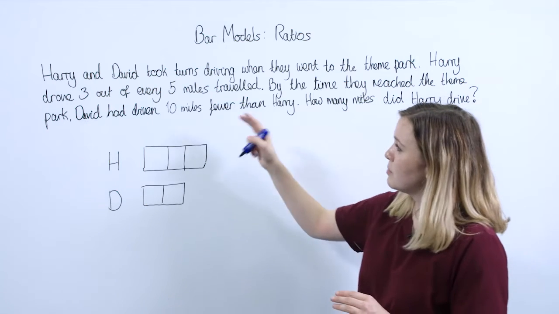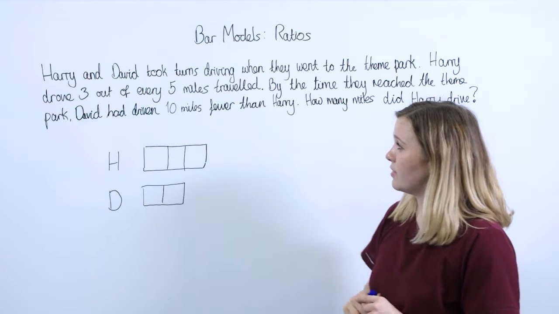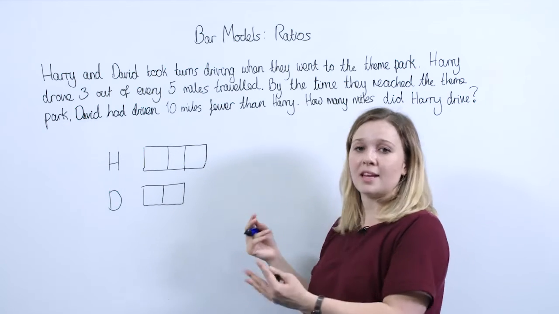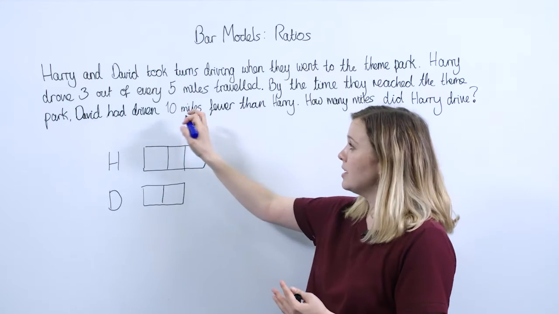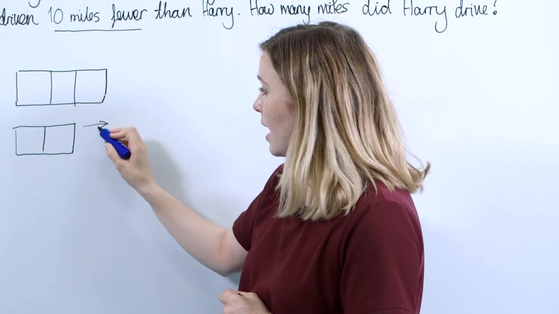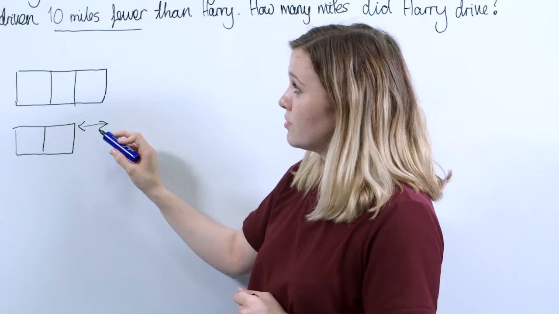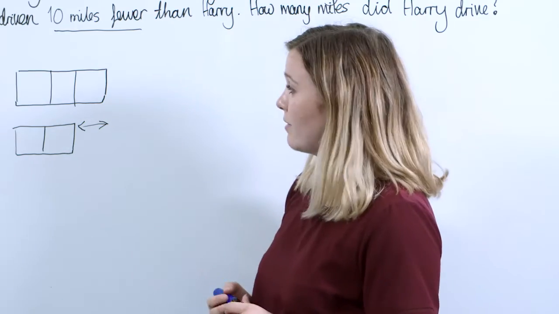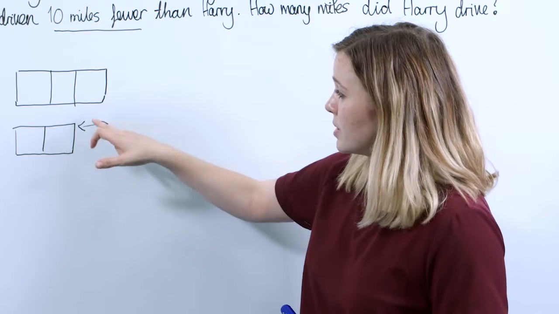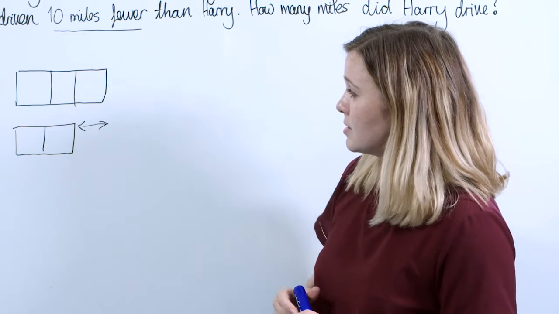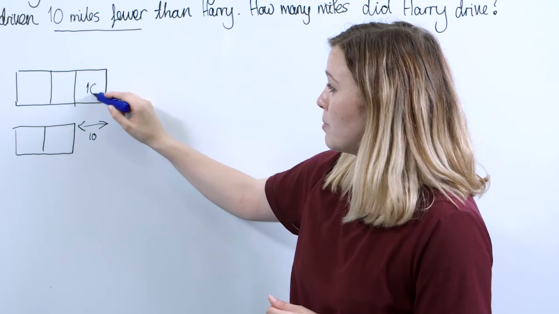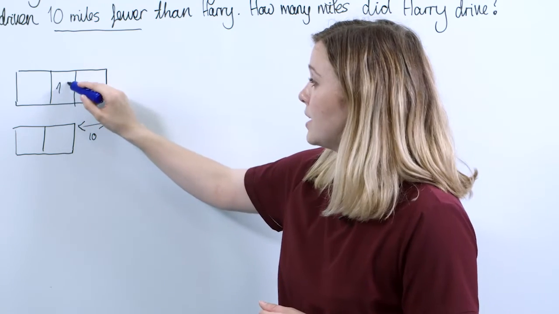Now the question says, by the time they'd got there, that David had driven 10 miles fewer. Now we can keep our bar model like this because the ratio stays the same. But what we want to look at is this part of information here, 10 miles fewer. That represents this part. David has driven 10 miles fewer than Harry. So there you can see that actually this question is pretty simple to solve, because this is the equal part size to this. So if this represents 10 miles, then our equal part up here represents 10 miles, and all of these parts do as well.